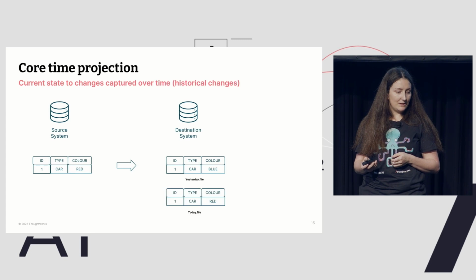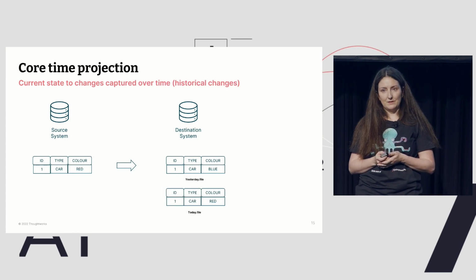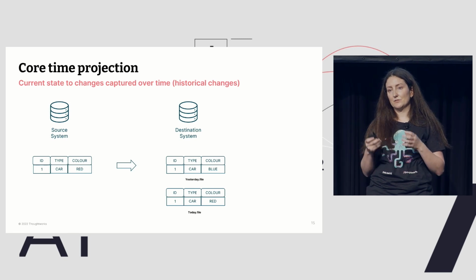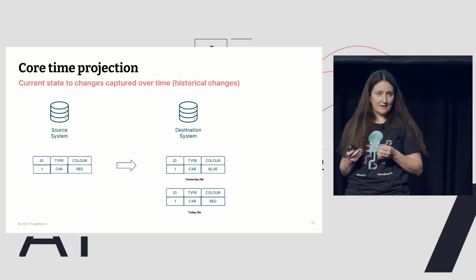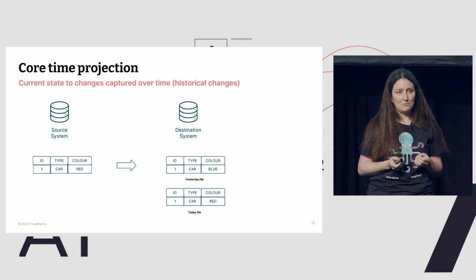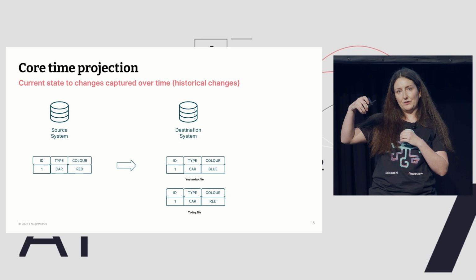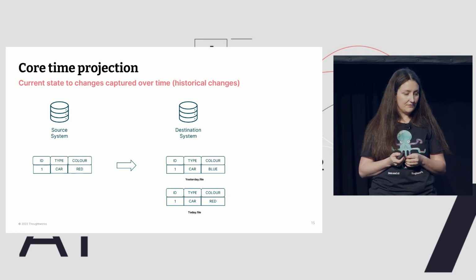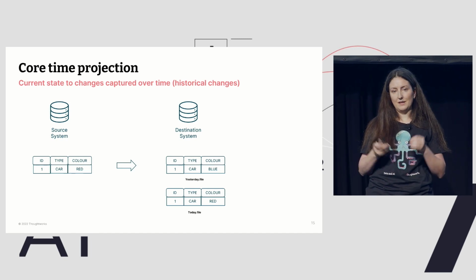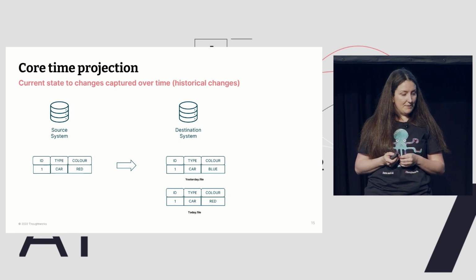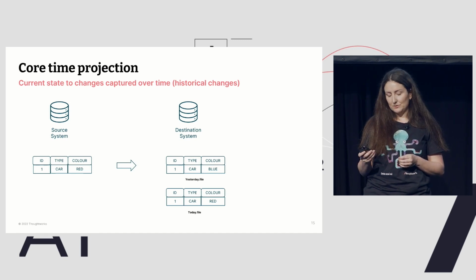The second one, I'll give 2 examples of how this shows up. So this one is current state to changes captured over time, or historical changes. So in this scenario, our car has changed color from blue to red. And we can see we're capturing the changes in separate files here. So in the first file, we can see that it's yesterday's file, and the car is blue. And then in today's file, the car is red as well.